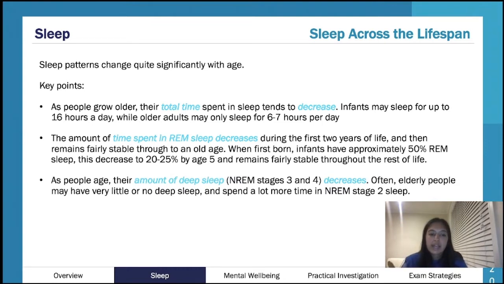Okay. And then as people age, deep sleep decreases. You can think about that as well, because as the night goes on, your deep stages of NREM decrease, and as you age, your deep stages of NREM decrease as well. So as you become elderly, often elderly people don't sleep very well generally. They wake up quite frequently in the night, and they don't really have that much deep sleep. And yeah, that's just how it goes across the lifespan.